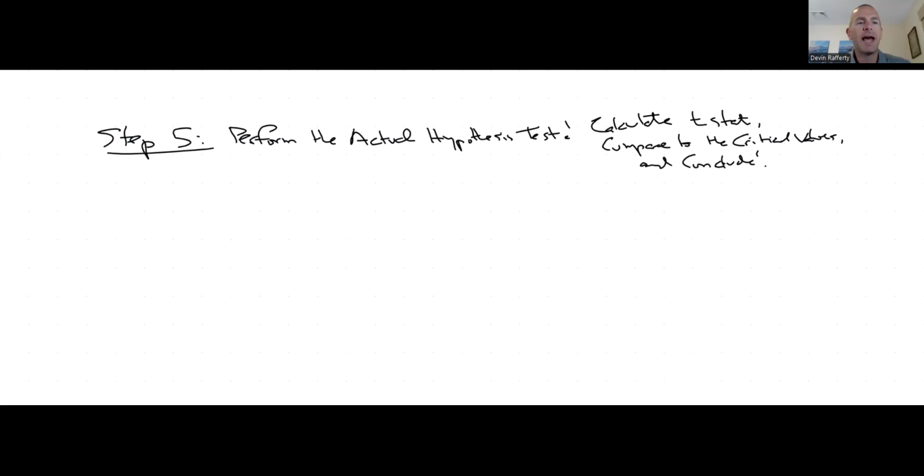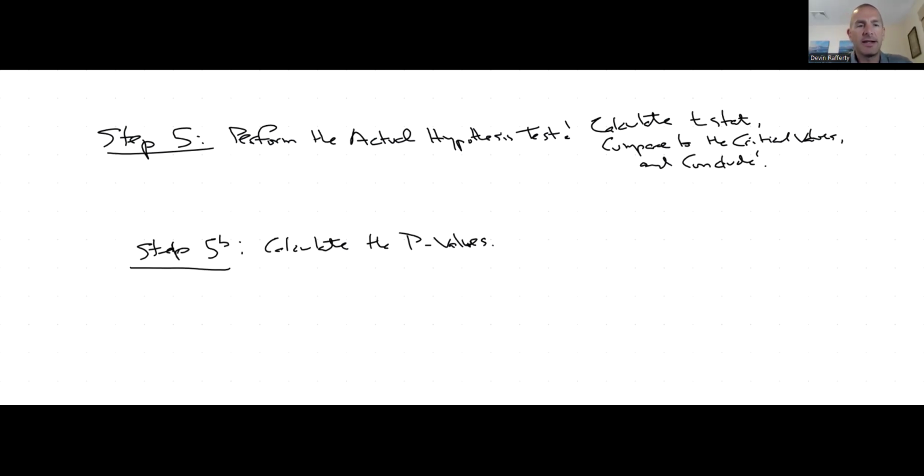So that is step 5B. I like to think of it as step 5B. Some other individuals like to think of it as step 6. It doesn't really matter. But step 5B is calculate the p-values. So that's what's coming up next.